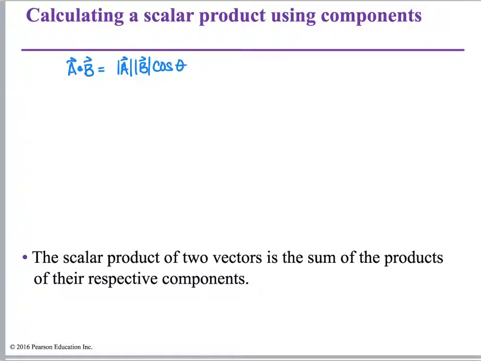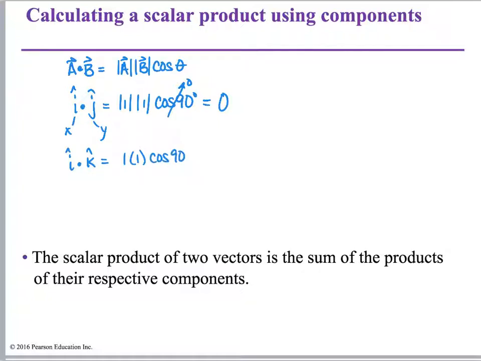Okay, so for instance, if I have I dot J, how would I figure this out? Well, the magnitude of I is 1 because it's a unit vector. The magnitude of J is 1 because it's a unit vector. And then I have to think about what's the angle between them. Well, this is in the x direction and this is in the y direction. Those two axes are always perpendicular to each other, so the cosine of 90 is 0. And so this answer would just be 0. And I would do the same thing if I did I dot K. I'm still going to get 1 times the cosine of 90, which is 0.